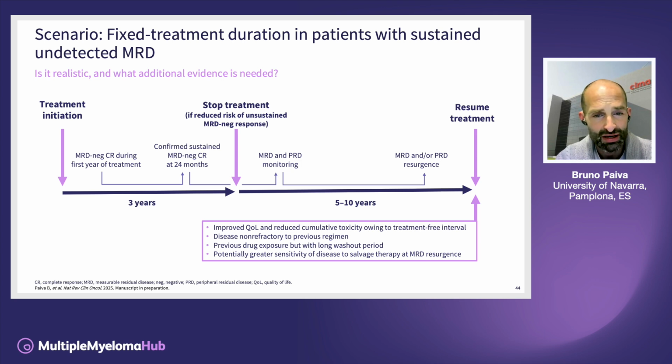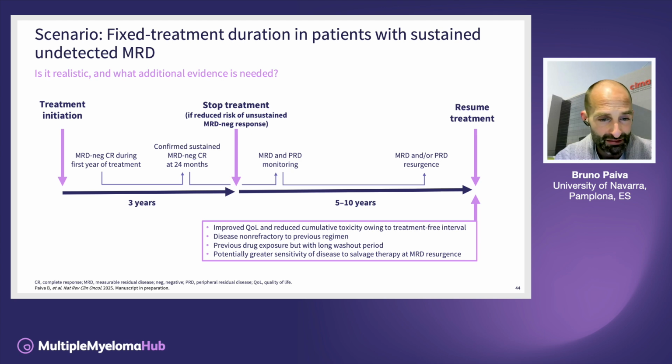And thereafter there was monitoring of disease in the marrow and in the peripheral blood or serum, probably using that schema that I showed in a previous slide. And because we know that MRD negative CR does not mean cure, obviously there is the possibility of disease progression, and before that, MRD and/or PRD resurgence. And whether or not this can be used to resume treatment before clinical progression is being investigated in ongoing clinical trials.